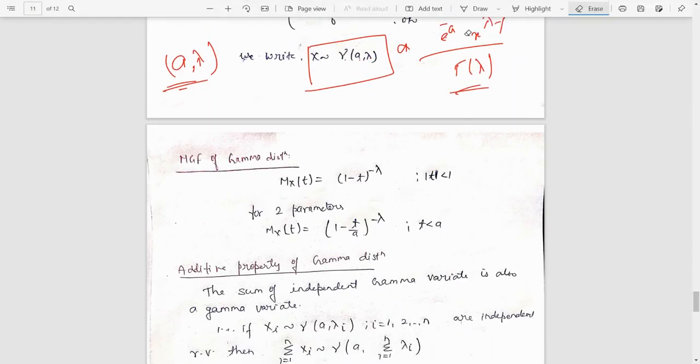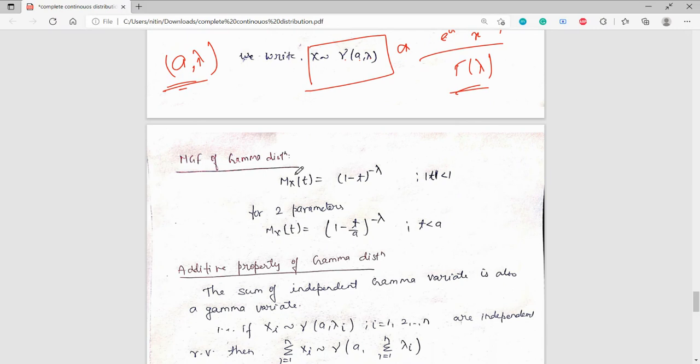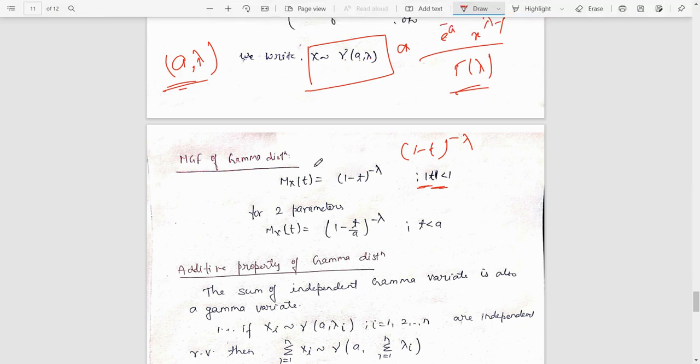If you talk about the moment generating function, then in that particular case, the moment generating function of a gamma distribution is M_X(t) equal to (1 minus t) to the power minus lambda, with the condition mod t less than 1. This condition is not something to worry about. The thing is to keep an eye on the format of this M_X(t).